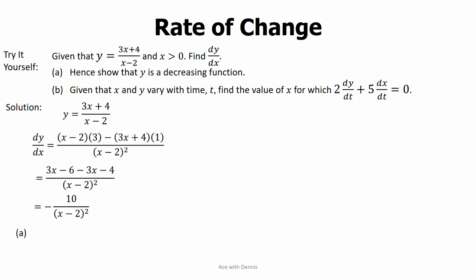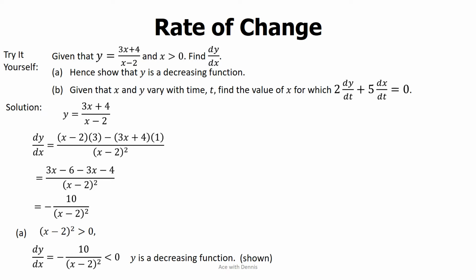Okay, now we move on to part (a). Show that y is a decreasing function. We look at dy over dx. The denominator, (x minus 2) squared, is a positive value because of the square, and hence dy over dx, which is negative 10 over (x minus 2) squared, is less than 0. So from here, we can conclude that y is a decreasing function. Okay, then shown.